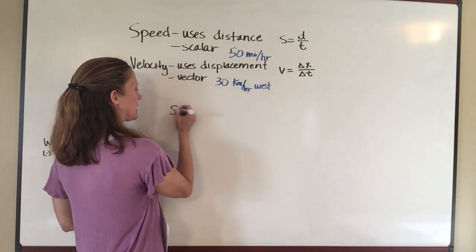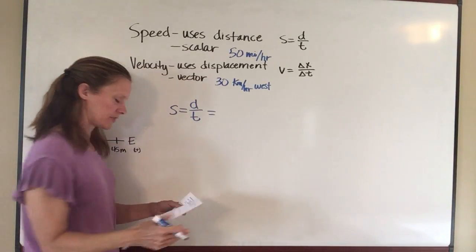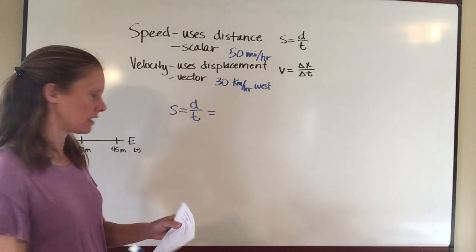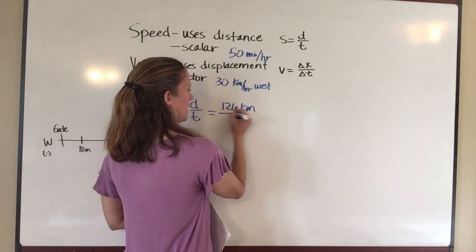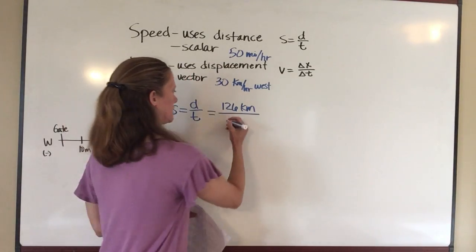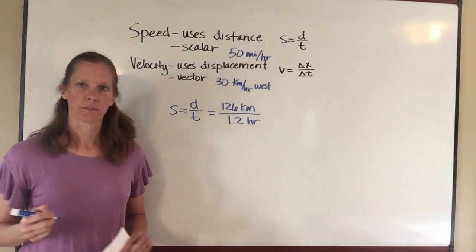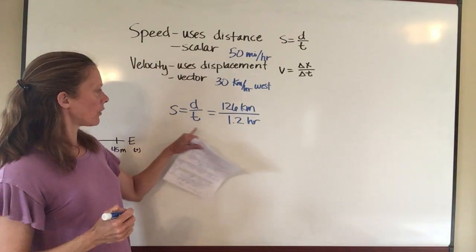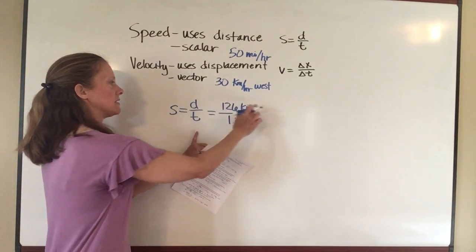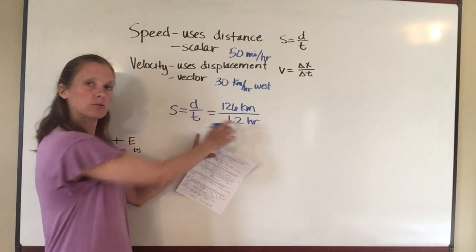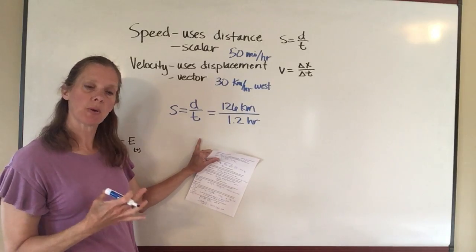So if I have speed equals distance over time, the distance that they give me is 126 kilometers. And the time that they give me is 1.2 hours, okay? So all you're going to have to do is plug the numbers in wherever the letter's supposed to go. So my distance goes on the top, and my time goes on the bottom. So whenever you have numbers on top of each other like that, that means you have to divide.